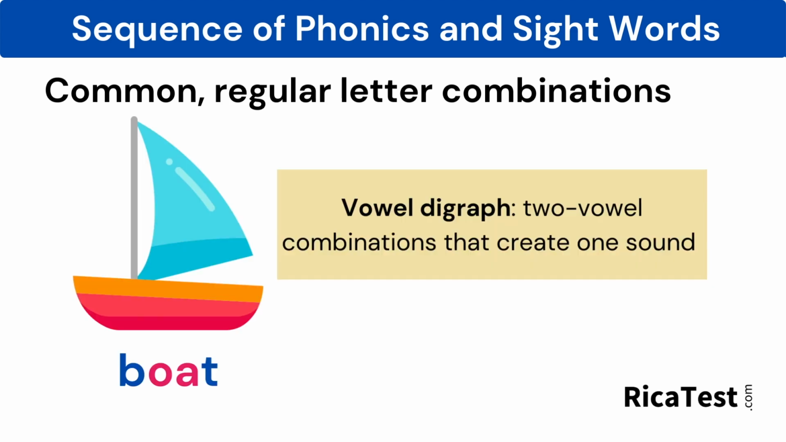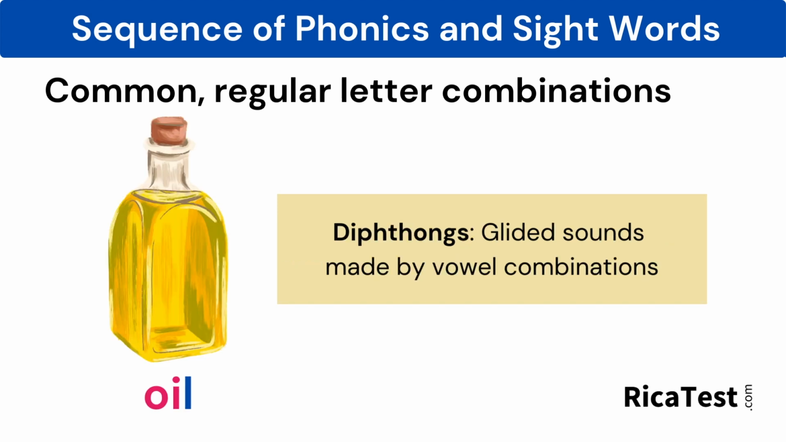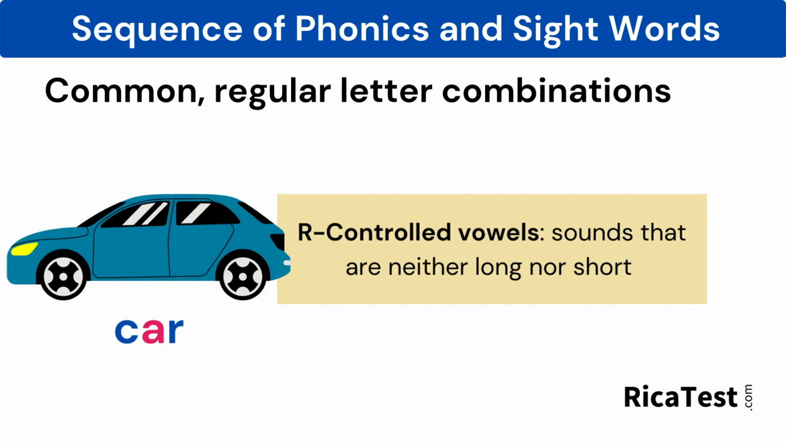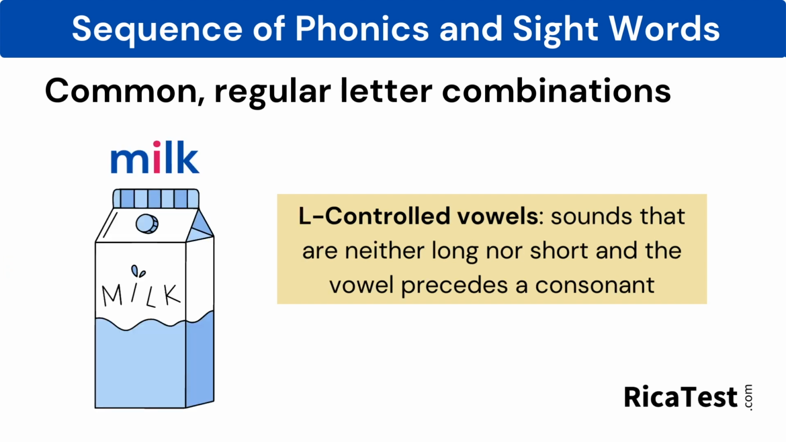Vowel digraphs are two vowel combinations that create one sound, such as in the OA combination in boat. Diphthongs are the glided sounds made by vowel combinations, such as the OI in oil or the OU in about. R-controlled vowels are sounds that are neither long nor short, such as in the word car, and are controlled by the R. L-controlled vowels are vowel sounds that are neither long nor short, and the vowel precedes a consonant, such as the I in milk.